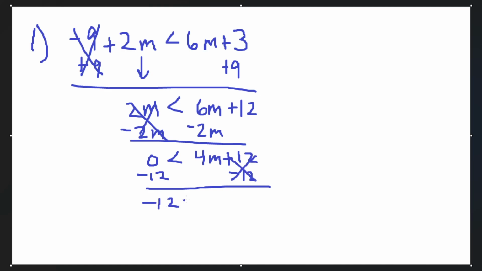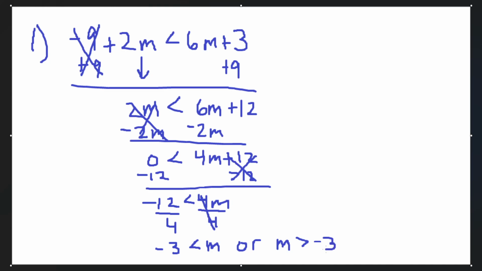Now we have -12 less than 4m. And all we have to do now is just divide by 4. And we get -12 divided by 4 less than m, or you could say -3 less than m. This is also the same thing as saying m is greater than -3. So however you want to look at it is correct.